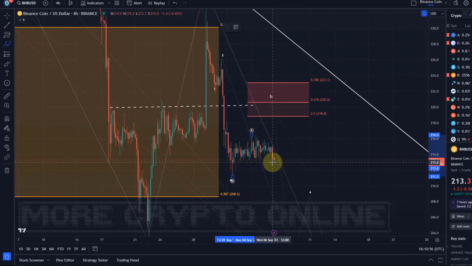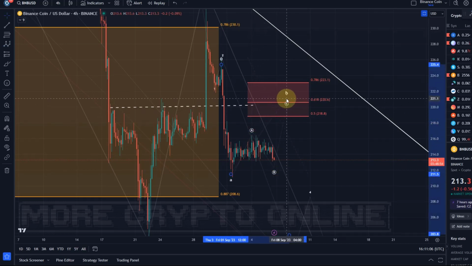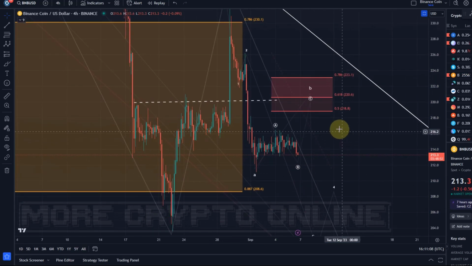Yeah, the B wave could be very deep. That is what a flat structure does sometimes. B waves can be very deep, and then the C wave could still rally. And if you pay attention to the context here, you can see that yes, we've got resistance, but it's not only $223. We've got 220 as well and 219.